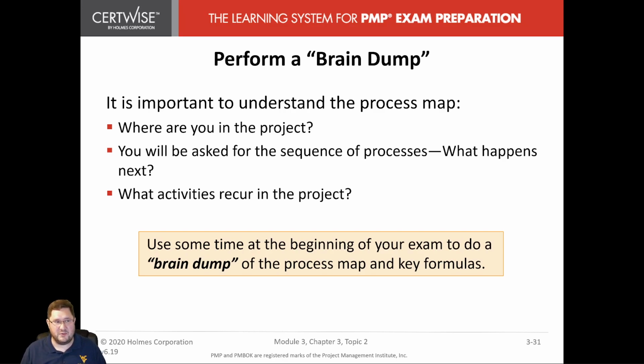So we need to understand this process map, because you can look at where we're at in the project. If the question is about managing and executing, well, we don't care about the other 4 process groups, right? So that could help narrow down the question. Most of the time, and it was my experience, you will be asked for the sequence of a process, so what happens next type questions. You can look at your process map and see what is the logical next step, and take a look at what activities reoccur in the project here.